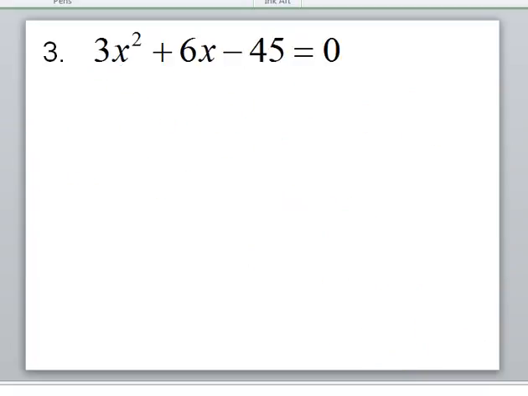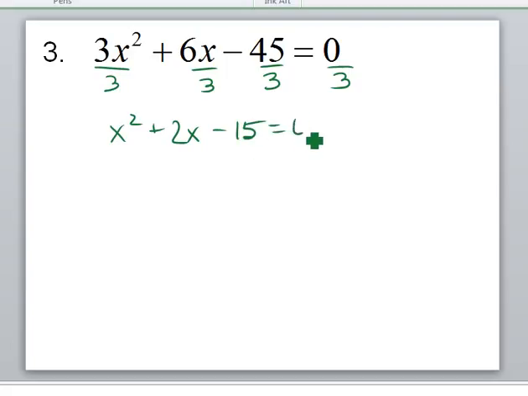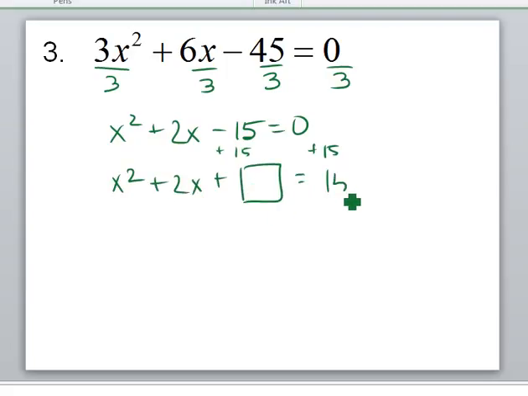One more example in this video, and we'll do a couple more in the next video. We're going to divide everything by 3. We end up getting x squared plus 2x minus 15 equals 0. I need to move my 15 to the other side so I have it ready to go for completing the square. X squared plus 2x plus the box equals 15 plus the box.